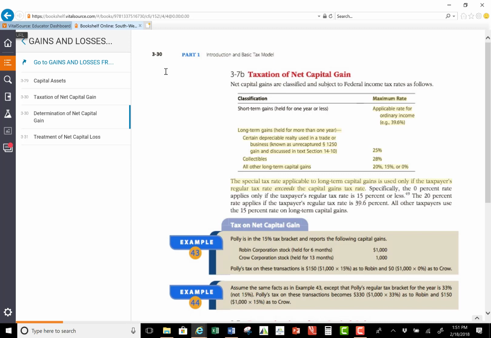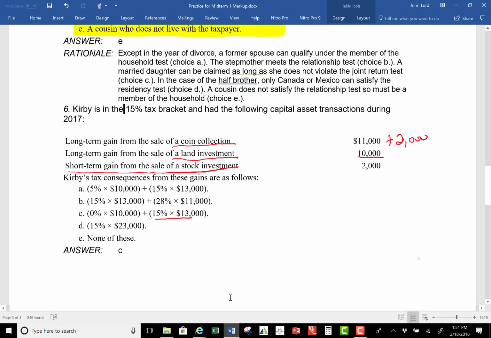Okay, and so that was something that we had talked about on Friday that I think there might have been some confusion, because I don't know that we emphasized that quite enough for it to be in your head when you would have looked at this question, okay, which is Kirby's in the 15% tax bracket, okay, and then we have these different long-term and short-term gains, and since we don't have any losses, there's no netting, so it is simply what?